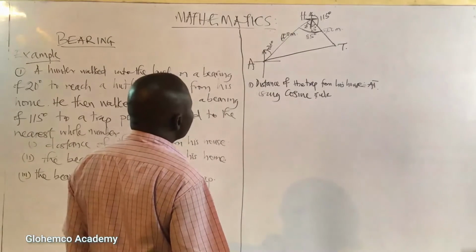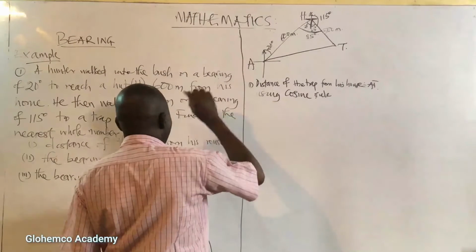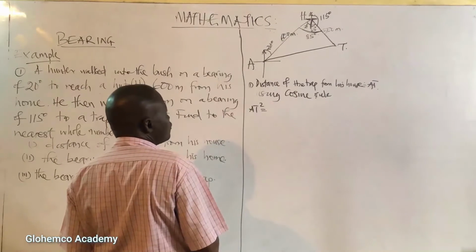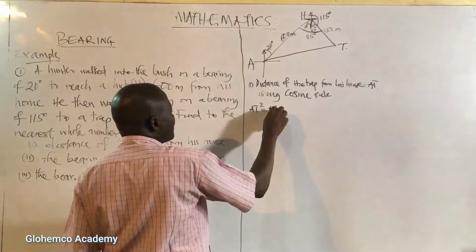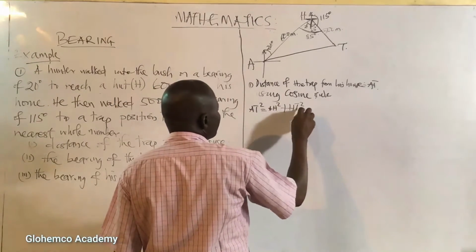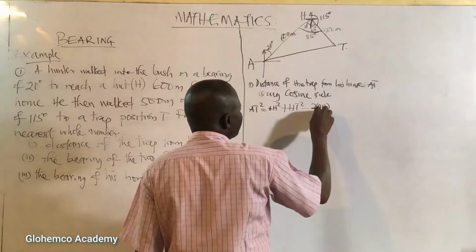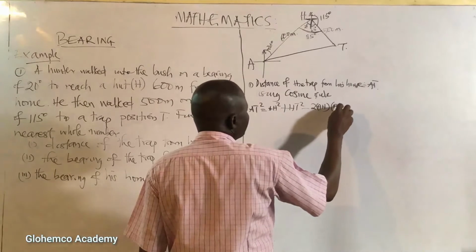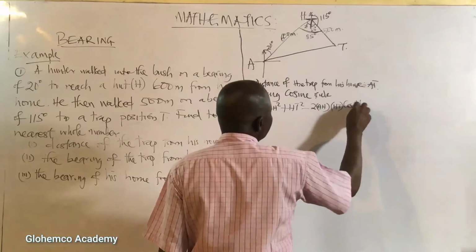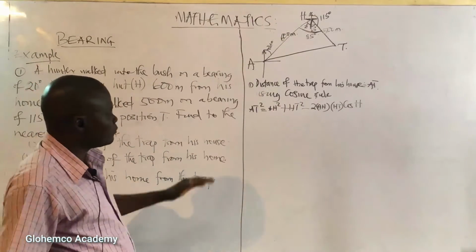How can we use cosine rule to find AT? Now if we go back to our formula, we said AT squared is equal to AH squared plus HT squared minus 2 multiplied by AH multiplied by HT cos H. This is the formula we are going to apply now.